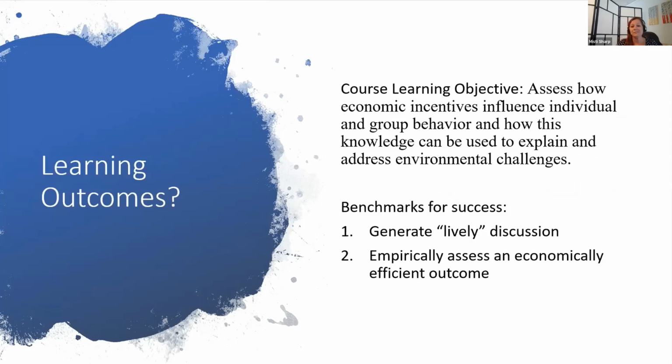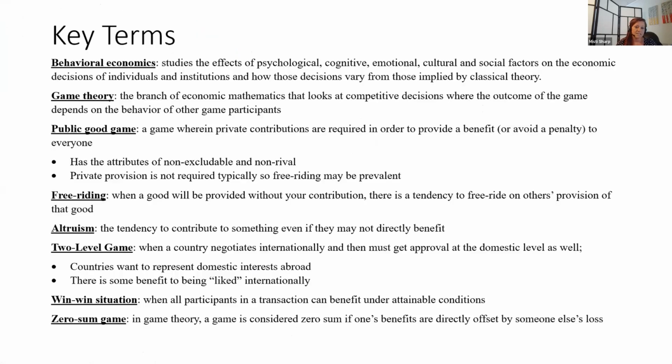Well, one of my course objectives is to assess how economic incentives influence individual and group behavior and how this can be used to explain and address environmental challenges. So I want to generate lively discussion about this, but I also want to empirically have them assess an economically efficient outcome. So I give them all these terms. Again, I'm running out of time, so I don't want to go through all of them.